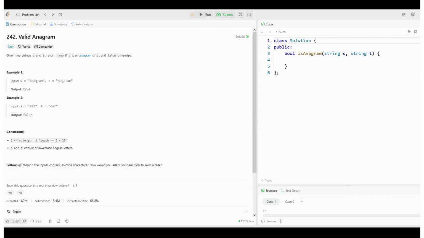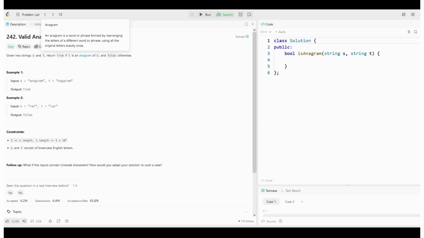Alright team, let's look at a Leetcode problem called valid anagram, number 242. It's an easy problem. So you're given two strings, S and T, and your algorithm should return true if T is an anagram of S and false otherwise. If you don't know what an anagram means, they have given a nice definition here.